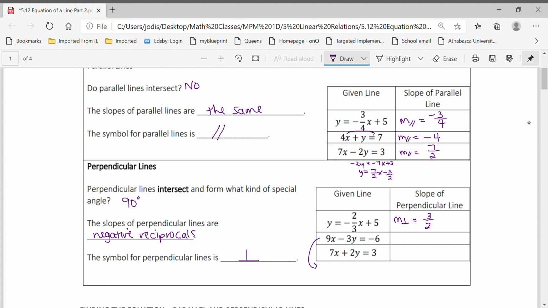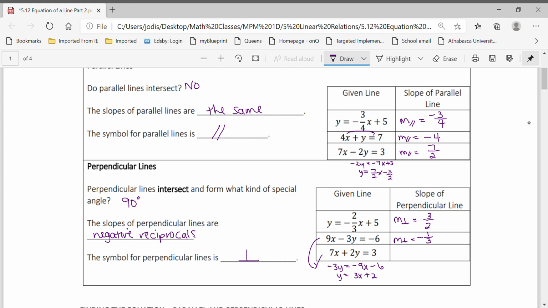Over here, we're going to have to rearrange these. So we've got -3y equals -9x minus 6. Divide everything by -3 in my head. This gives me a +3 and a +2. So my perpendicular slope, well, if my slope was 3, now I'm going to need a 1/3 and make it negative.